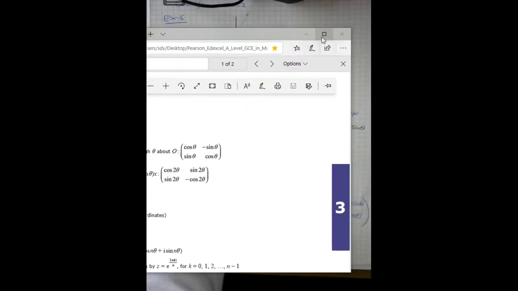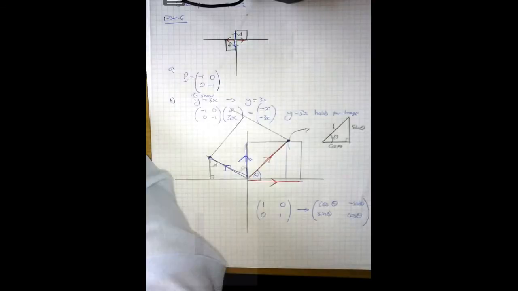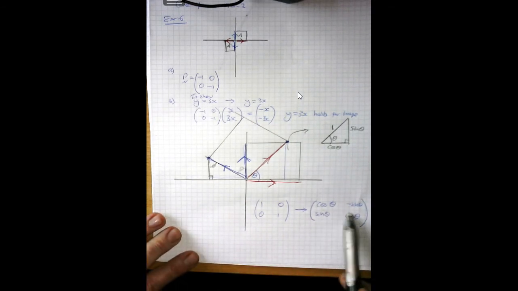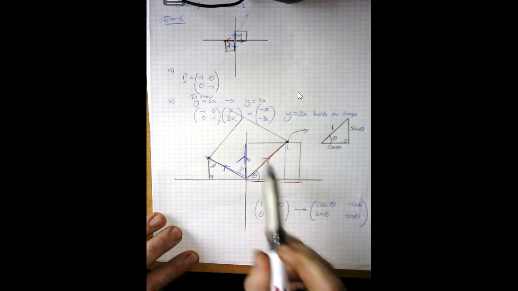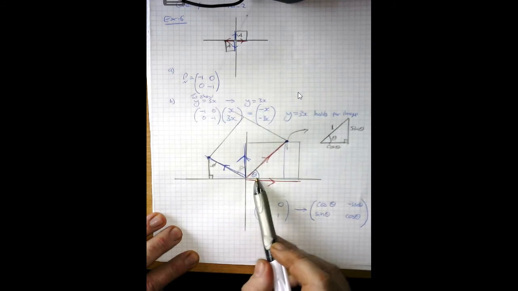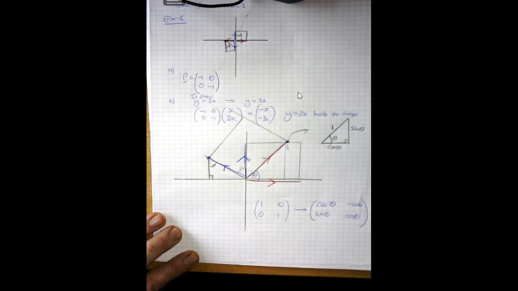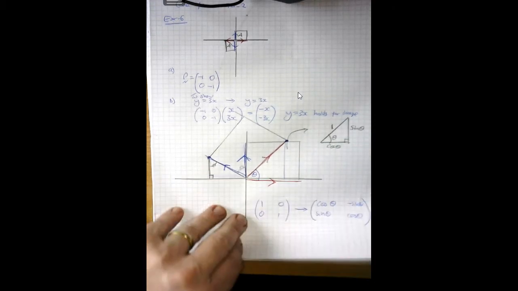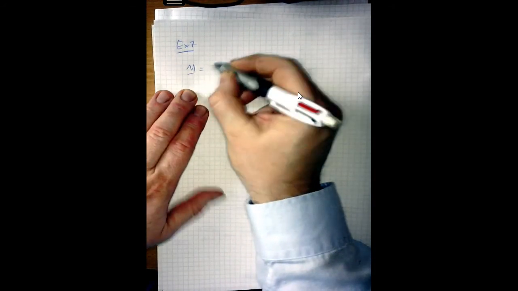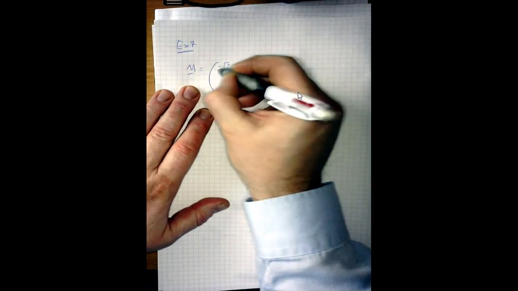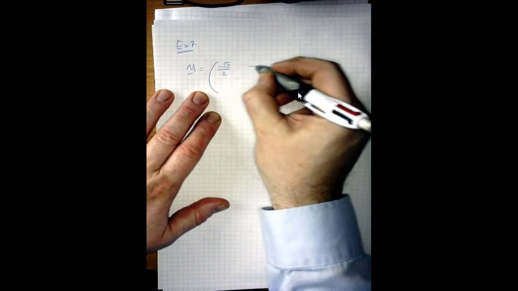Okay, example 7. There we go. Example 7 gives me minus root 2 over 2, minus root 2 over 2, root 2 over 2, and minus root 2 over 2. Now I'm looking at this and thinking, oh, hang on a minute, those look like exact trig values. It is a rotation. The question actually tells me that it's a rotation.